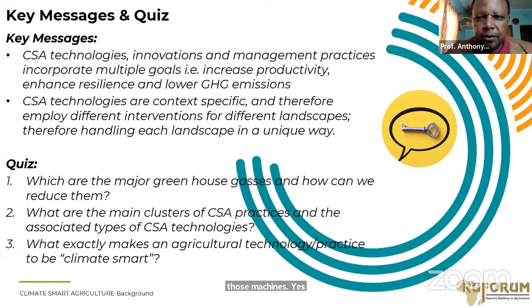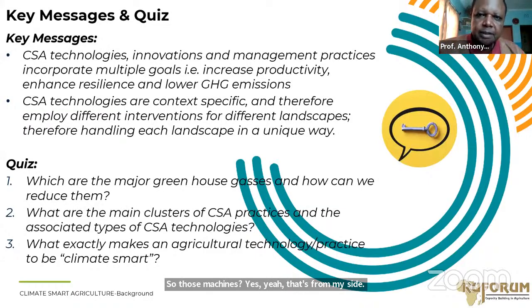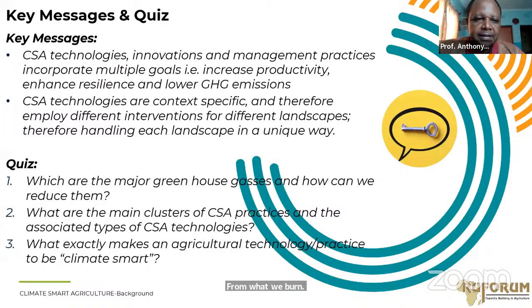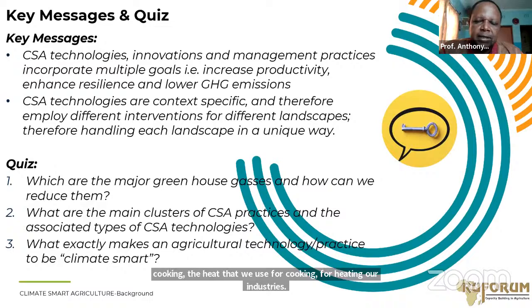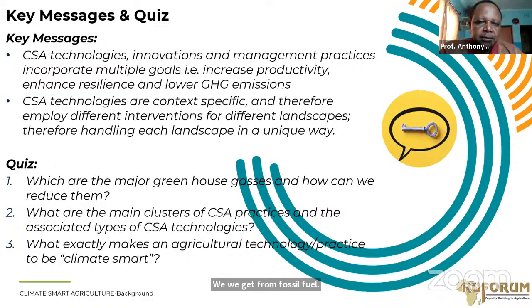Great, that's great. A lot comes from what we burn, especially when we are looking for energy for cooking, the heat that we use for cooking and for heating our industries, which we get from fossil fuel. They call it fossil fuel. That means we mine oil and then we transform it into either petrol or diesel, and also gas, the gas that we normally use for burning.